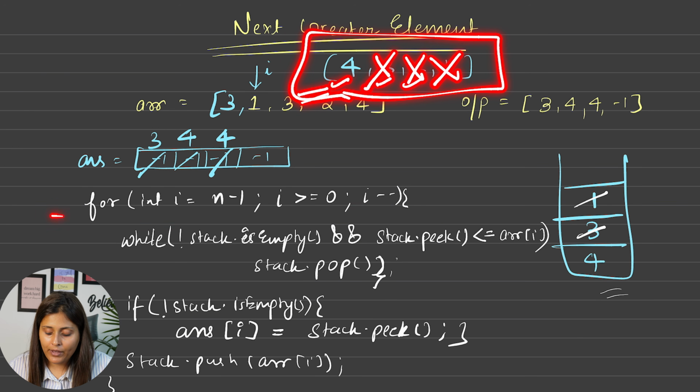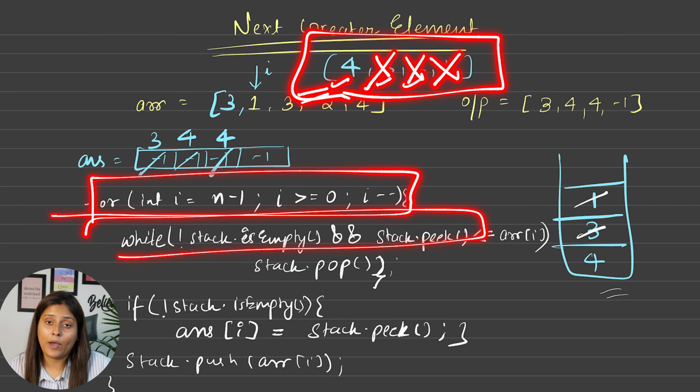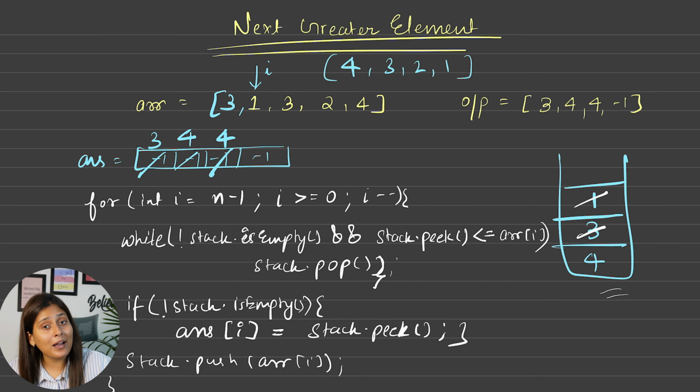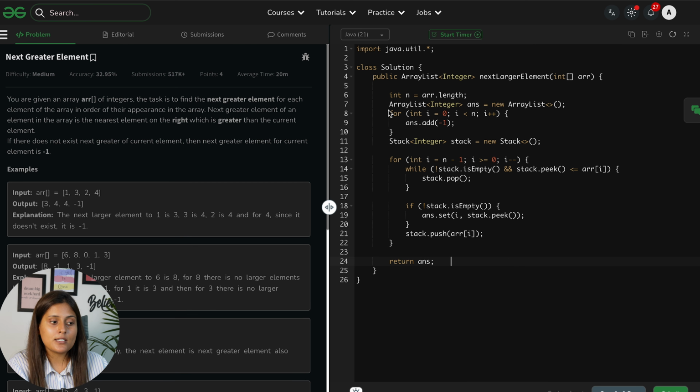So in total O of n plus O of n, which is 2n instead of n square, and this is far better solution compared to the previous one. So here is the code which we discussed. We will initialize the answer array, and because it is the array list, we will initialize and fill this with -1 because array list does not have fixed size, and we'll initialize the stack.